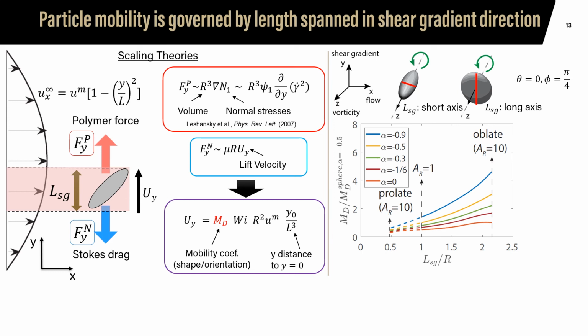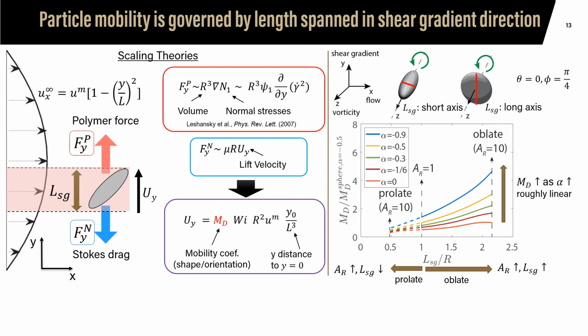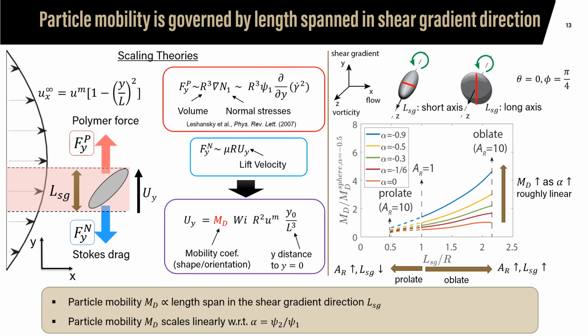In this case, if we increase the particle aspect ratio, we'll now see the oblate particle will still have the higher mobility, but the polar particle will now have lower mobility simply due to the shrinking shorter axis. Another thing we saw is that particle mobility is also proportional to the alpha value, and the proportionality is approximately linear. From this information, we can conclude that, first, particle mobility is proportional to the length span in the shear gradient direction, and the mobility coefficient scales linearly with the normal stress ratio.